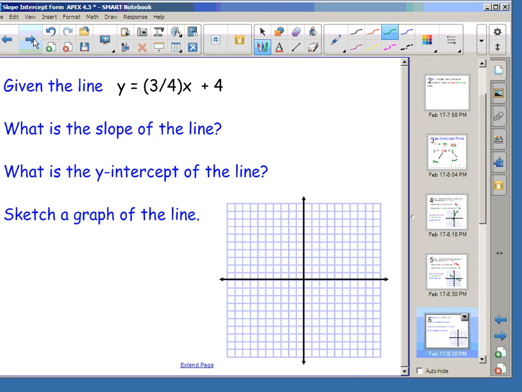Okay, so given the line y equals 3/4 x plus 4, what's the slope? That would be the number in front of the x, your 3/4. What is the y-intercept? Sometimes we write it as an ordered pair, so 0, 4, or we can just say it's 4. Then let's sketch the graph. Go to 0, 4. There's your y-intercept, and do a slope of 3/4, up 3 over 4. Do it again, up 3 over 4.